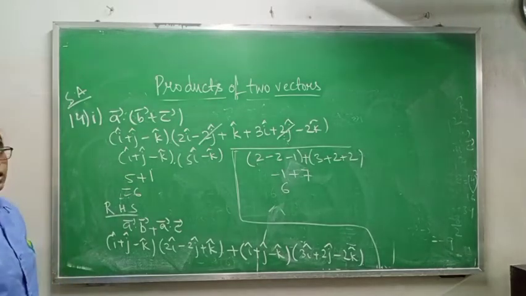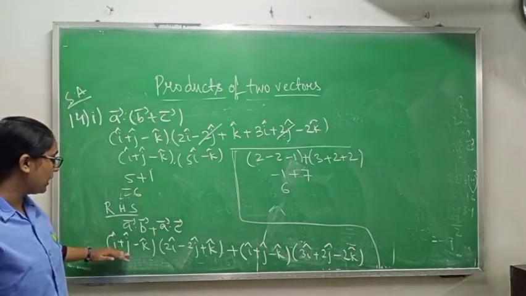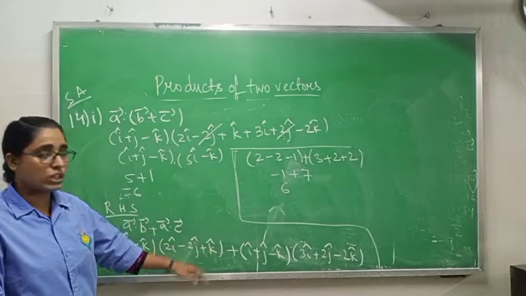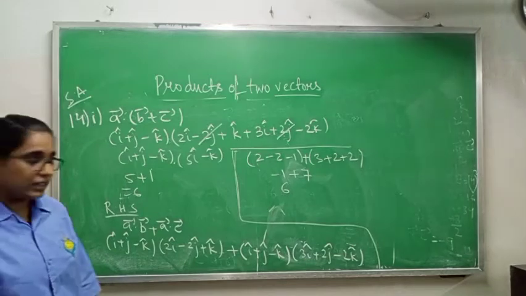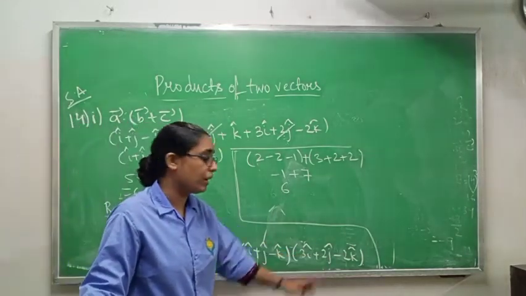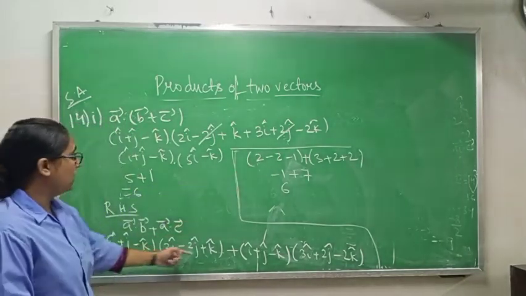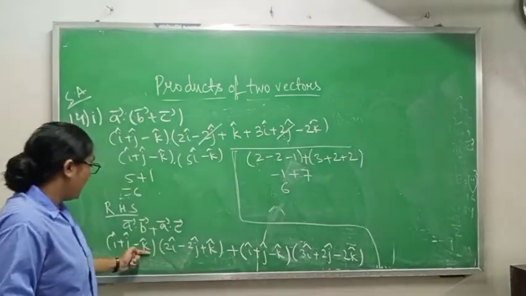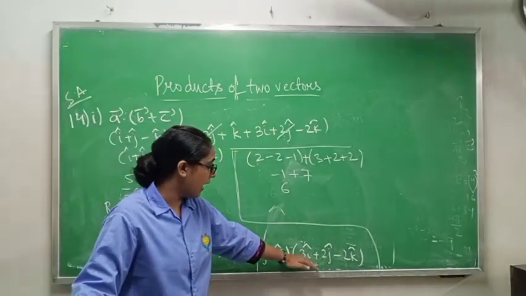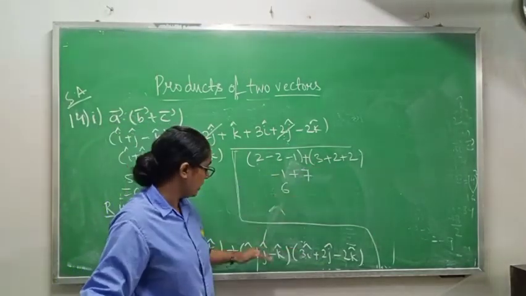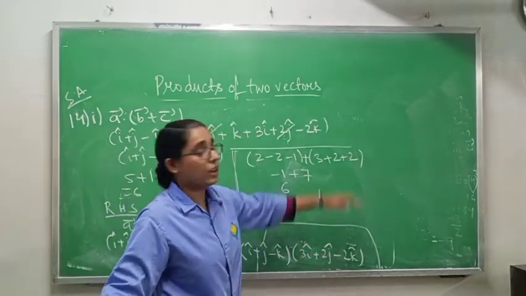Now in RHS it is written a vector dot b vector plus a vector dot c vector. So first I am writing a vector i cap, j cap, k cap, b is 2i cap minus 2j cap plus k cap. Then plus sign, and a vector is i cap plus j cap minus k cap, c vector is 3i cap plus 2j cap minus 2k cap. Now i into 2i, 2, plus j into minus 2j, minus 2, minus k plus k will give you minus 1. Now this one, minus i into 3i, 3, j into 2j, 2, minus k into minus 2k, plus 2.